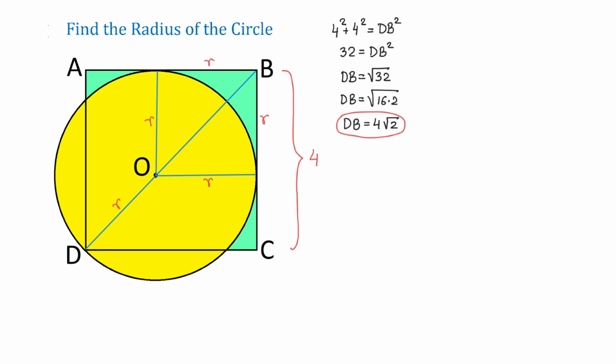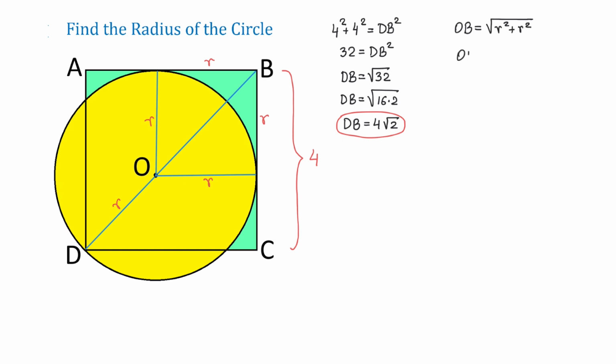Then because each half of the square is a right triangle, we can write that the hypotenuse OB equals the square root of r squared plus r squared. So again, OB equals the square root of r squared plus r squared.